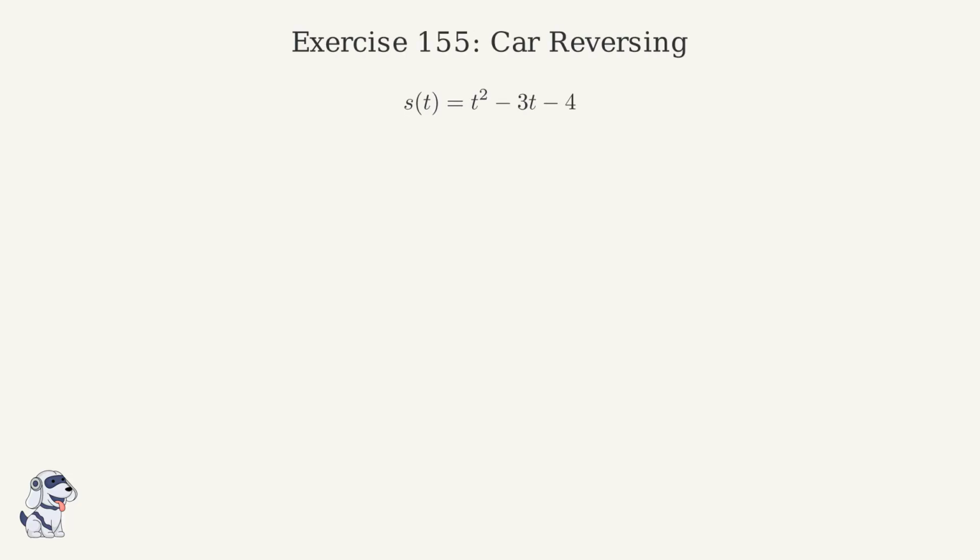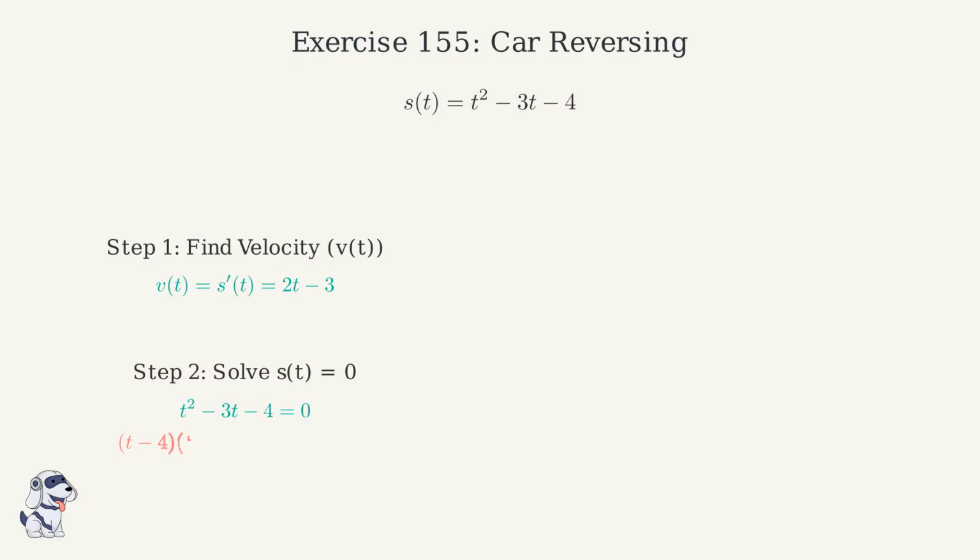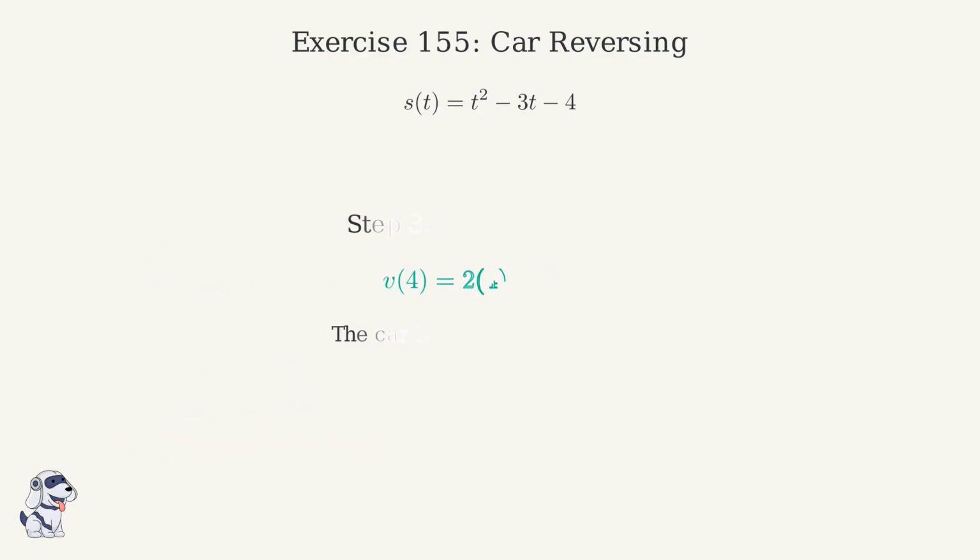Let's analyze a car reversing. Its position is modeled by the function s of t equals t squared minus 3t minus 4. First, we find the velocity by taking the derivative. This gives us v of t equals 2t minus 3. Next, we find when the car hits the garage door by setting position to 0. Factoring gives us t equals 4 seconds. Finally, plug t equals 4 into our velocity function. We get 5 units per second. This is how fast the car is moving at the moment of impact.